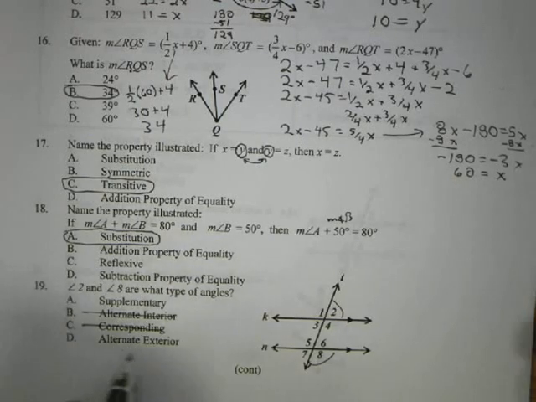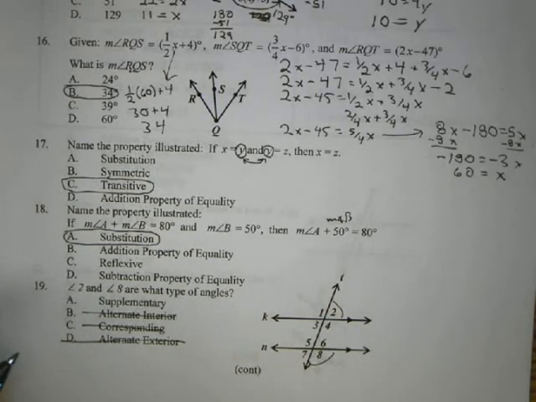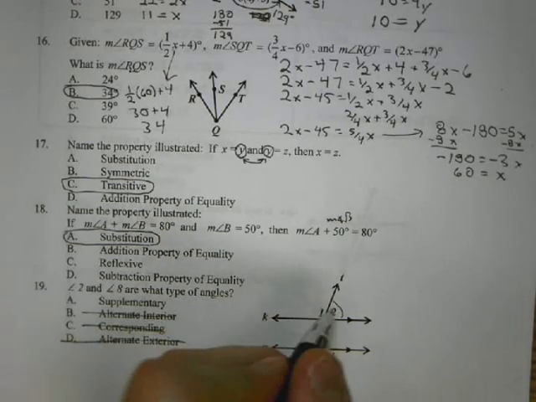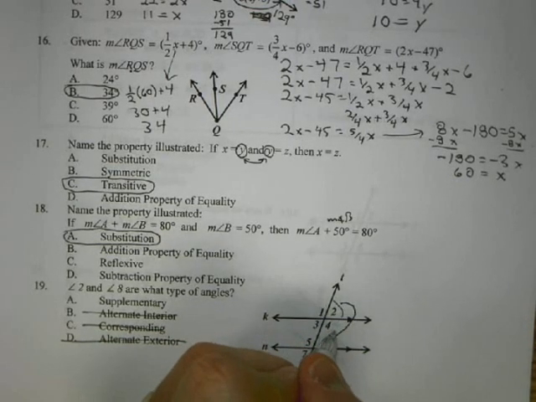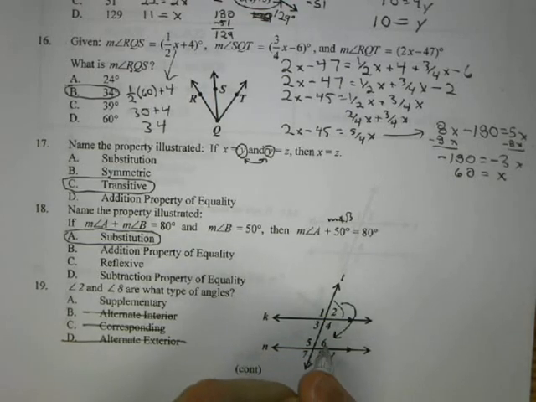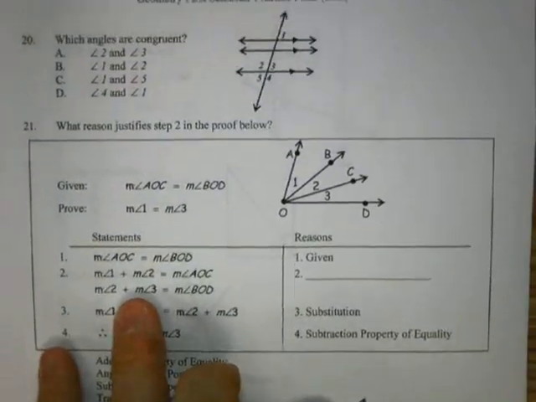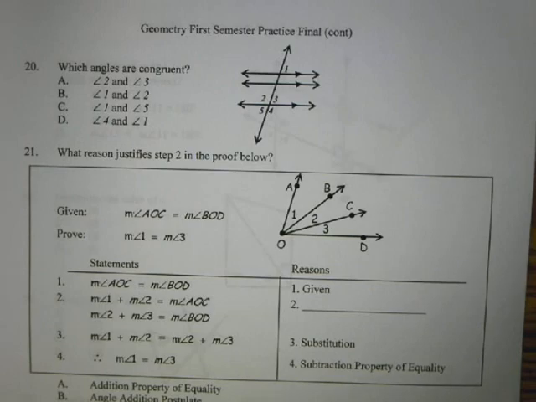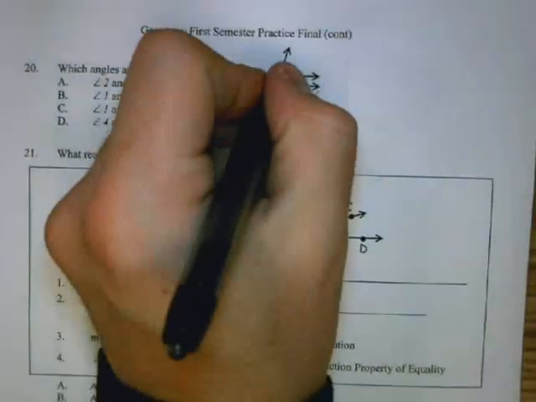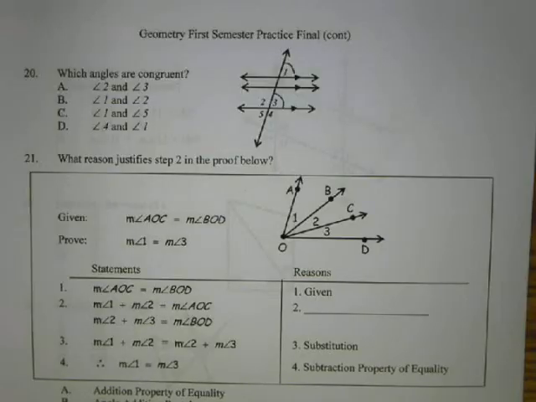Alternate exterior. Now, well, although they're both outside the parallel lines, K and N, they're not on opposite sides of the transversal. 2 and 7, 1 and 8 would be alternate exterior, so that one's out. It leaves us with supplementary, but let's make sure we know for sure. If I take that 2, its corresponding angle is 6, so then I know that 6 and 8 would be supplementary because they're a linear pair. Replace that idea with 2, and 2 and 8 are supplementary. If we go to number 20 now, which angles are congruent?